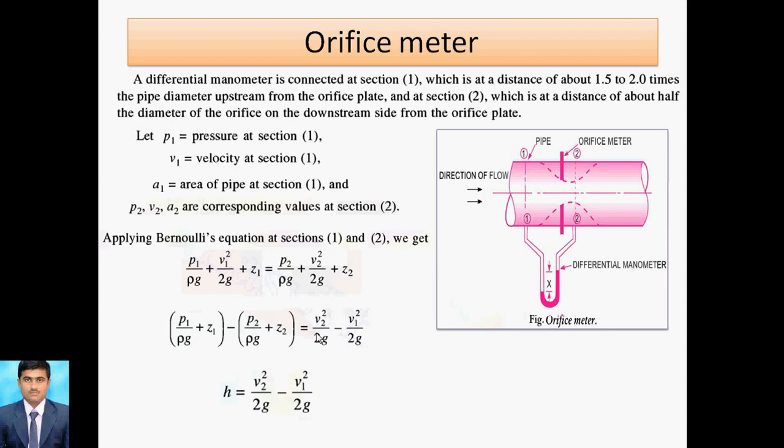Here Z1 and Z2 are the same because the pipe is horizontal, so we can cancel them out, and only P1 by rho g minus P2 by rho g remains, which is H, because this H is called a height. So this is head, or you can say potential head. So this H you can write as V2 square by 2g minus V1 square by 2g. This is called H, the potential head, as already discussed.